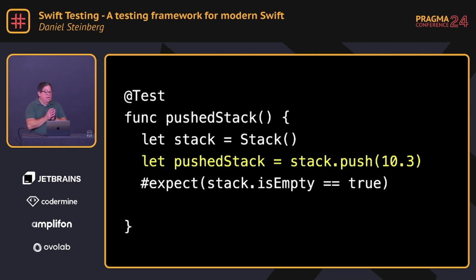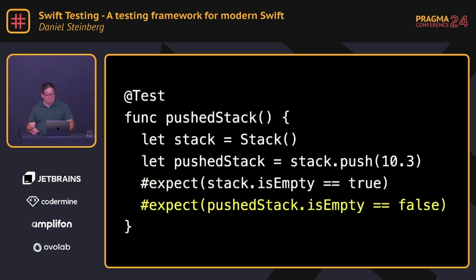So let's go ahead and push something onto the stack. I've implemented this already. I'm pushing 10.3 onto the stack. And you'll notice I still am assuming that the original stack is empty. And so this is a non-mutating method. It returns a new instance of a stack. That's that push stack. And so I can expect that the push stack is not empty.